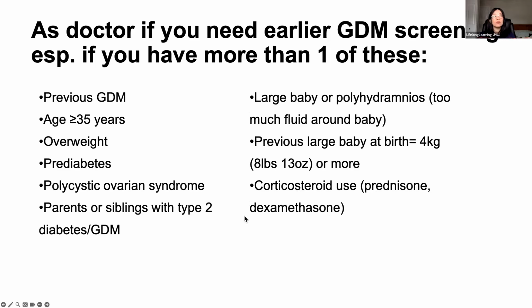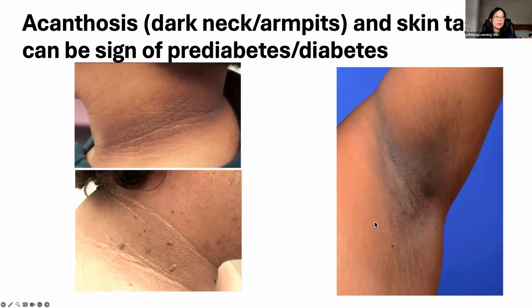And if you have multiple of these, then certainly I would be advising to go straight to the 75-gram test in the first trimester, and even in pregnancy planning, to let your doctor know that you're thinking about pregnancy in the future, and to have a conversation to make sure that you're looking at what you can do to try to reduce your risk.